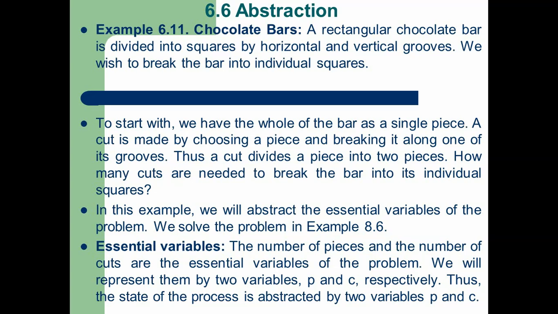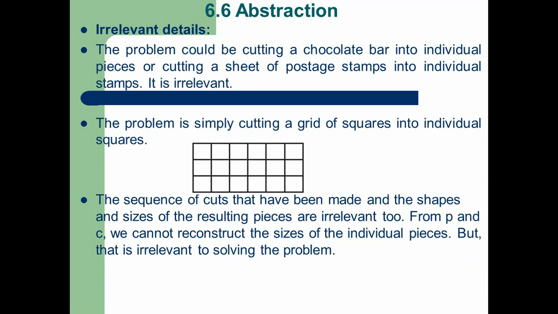So how many cuts we applied on a single chocolate bar, and how many pieces of different chocolate squares we get from that process. These variables can be named P and C. P means pieces of chocolate. C means the different horizontal and vertical cuts applied on a single big chocolate bar.